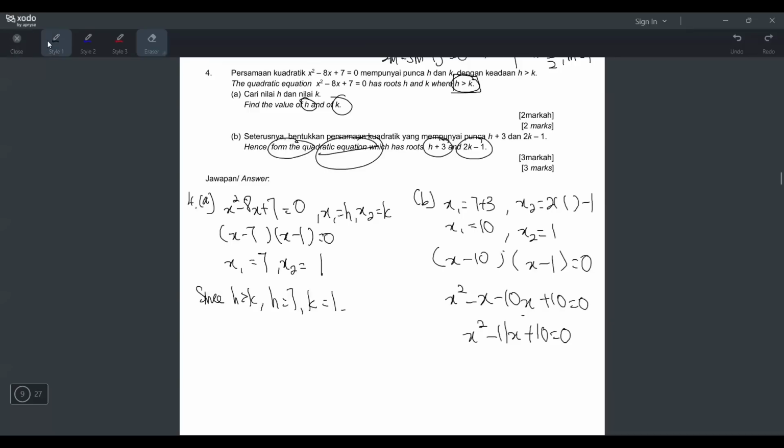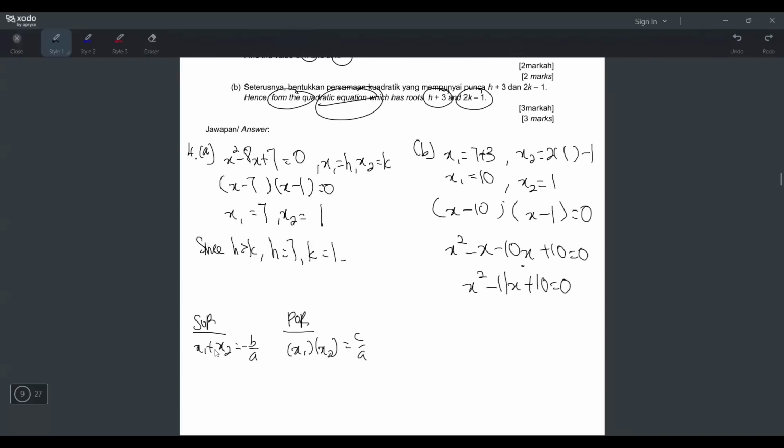But what if you do SOPO? You can also, but you need to know the SOPO formulas first. The SOR formula is x1 plus x2 equals negative b over a. The POR formula is x1 times x2 equals c over a. And one more formula you will use when they ask you to form an equation: x squared minus SOR x plus POR equals 0. When you are forming the equation, you will not have the ABC, because you are trying to find them. So all you need is the x1 plus x2 and x1 times x2.